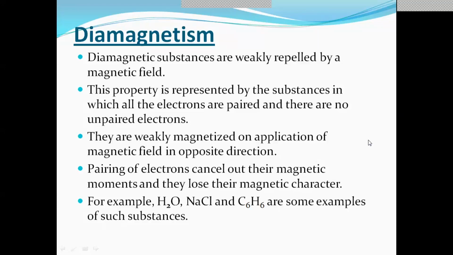So, as we have seen earlier, if you consider an orbital having two electrons which are oppositely paired, which have opposite spins, the spin due to one electron is cancelled by the spin due to the other electron. Because of that, they lose their magnetic character. Therefore, diamagnetic substances are weakly repelled by magnetic field. Examples for that are water molecules, sodium chloride, benzene, etc.